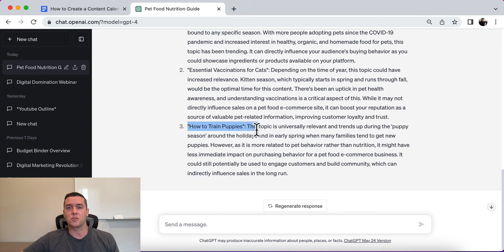All right. And number three, how to train your puppies. This topic is universally relevant and trends up during the puppy season around the holidays and in early spring when many families tend to get new puppies.